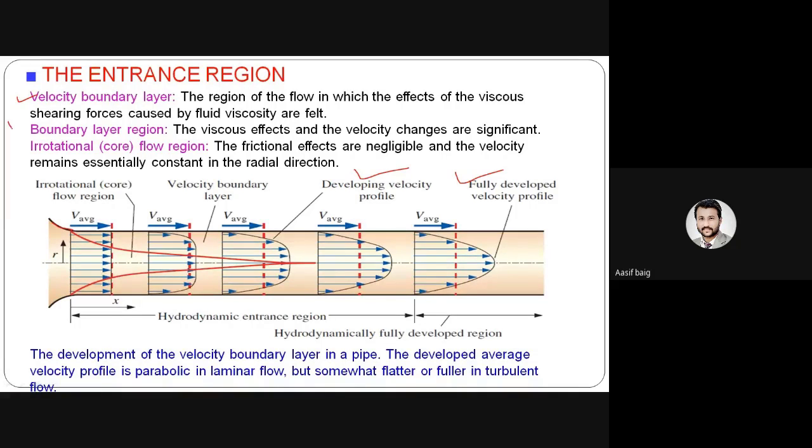Okay, so velocity boundary layer region, and irrotational flow region. This is the hydrodynamic entrance region, and this is the developed region. Okay, so the development of the velocity boundary layer in a pipe: the developed average velocity profile is parabolic in laminar flow, but somewhat flatter or fuller in turbulent flow.